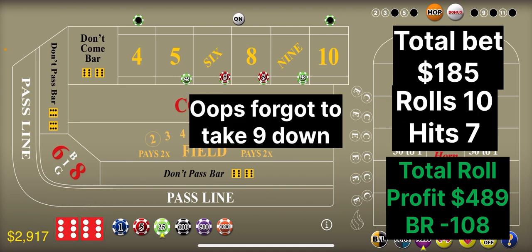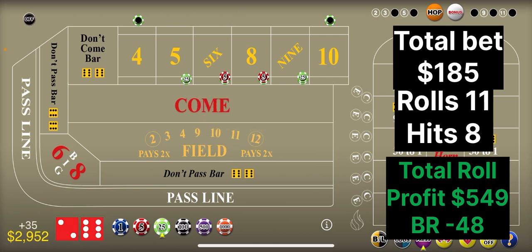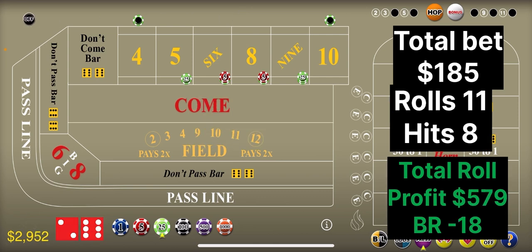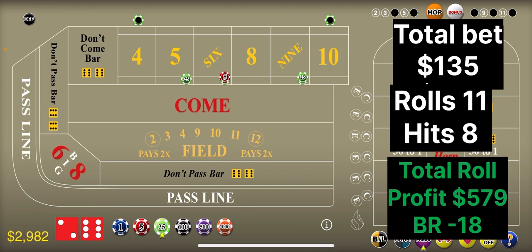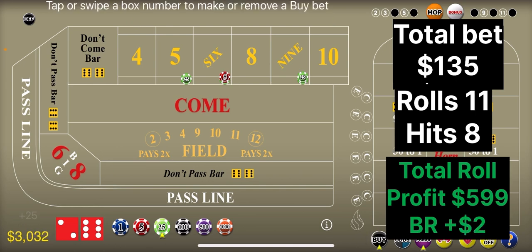$12. 8, nice. We're going to remove the 8. Instead of removing the 8, we're going to remove the 4 and 10. We're going to put the 8 back. So now we are paid for, but we have $110 out there.